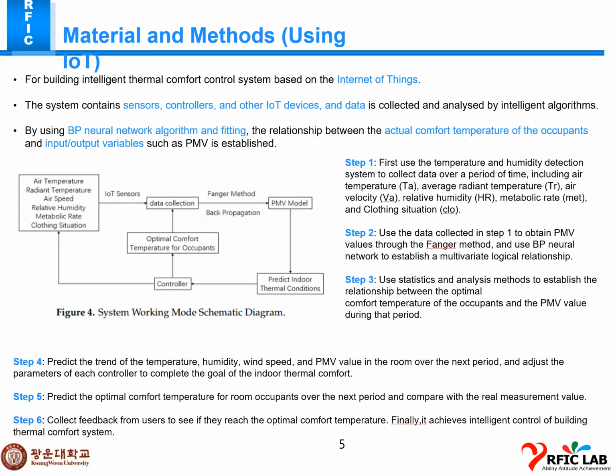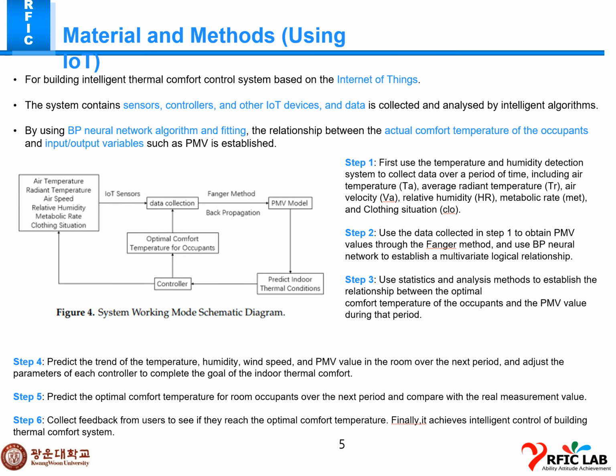First, data is collected: air temperature (TA), average radiant temperature (TR), air velocity (VA), relative humidity (HR), metabolic rate (MET), and clothing situation (CLO). In the next step, the data collected in the first step using IoT sensors is used to obtain the PMV value. What is the PMV value?